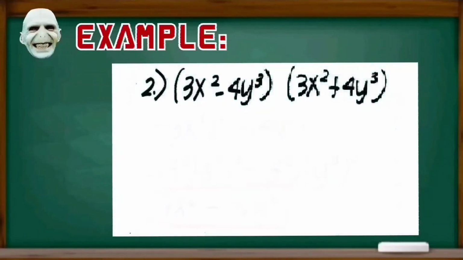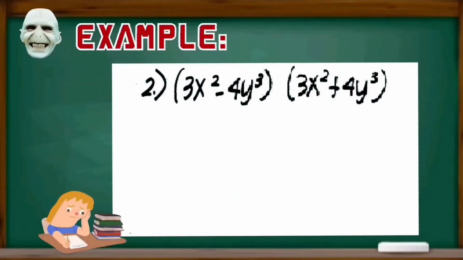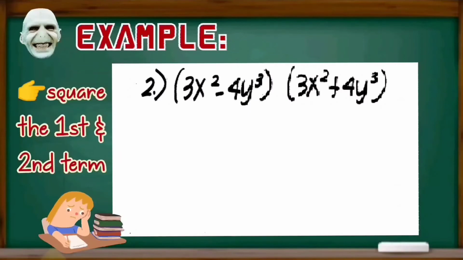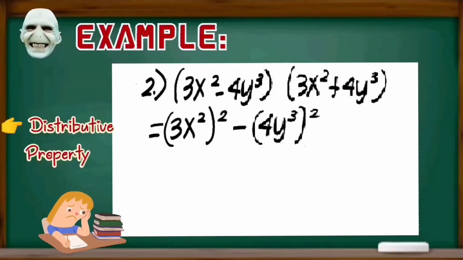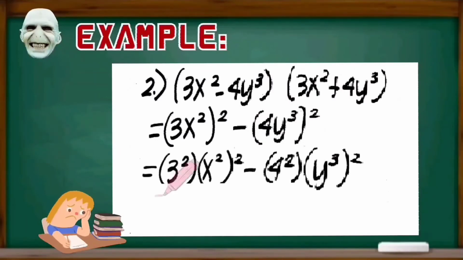Another example. 3x squared minus 4y cubed times 3x squared plus 4y cubed. So ang gagawin ulit natin is square the first and the second term. So (3x squared) squared minus (4y cubed) squared. So, papasok na dito ang distributive property. So, 3 squared (x squared) squared minus 4 squared times (y cubed) squared.